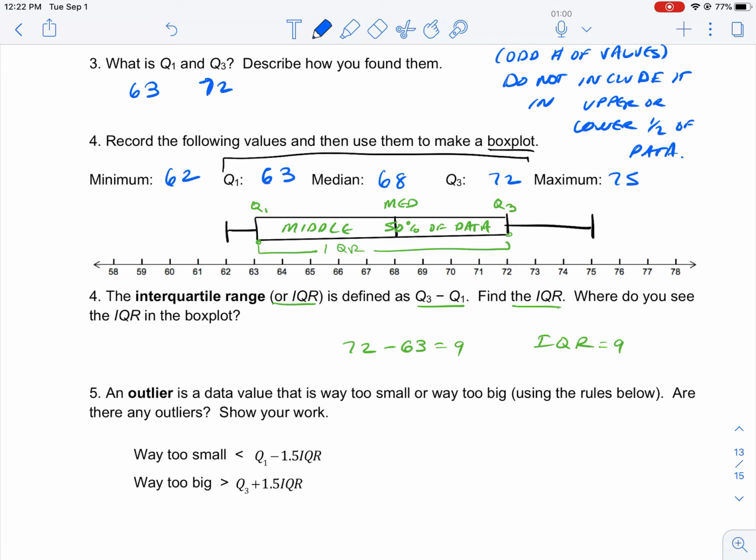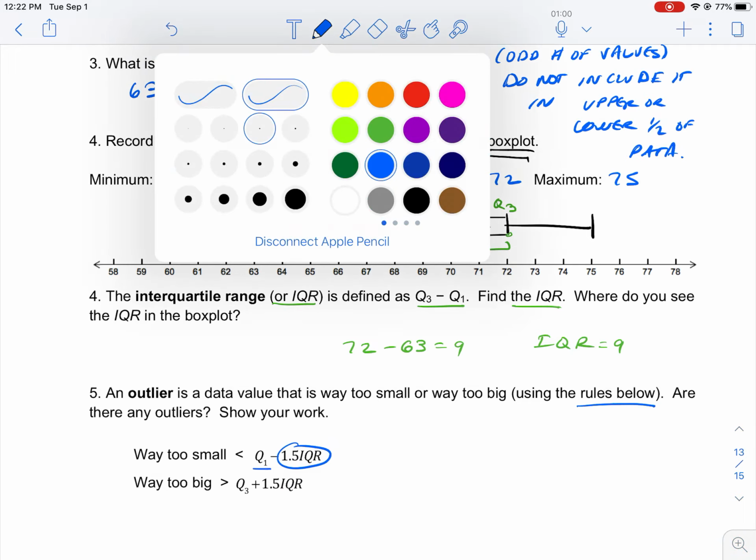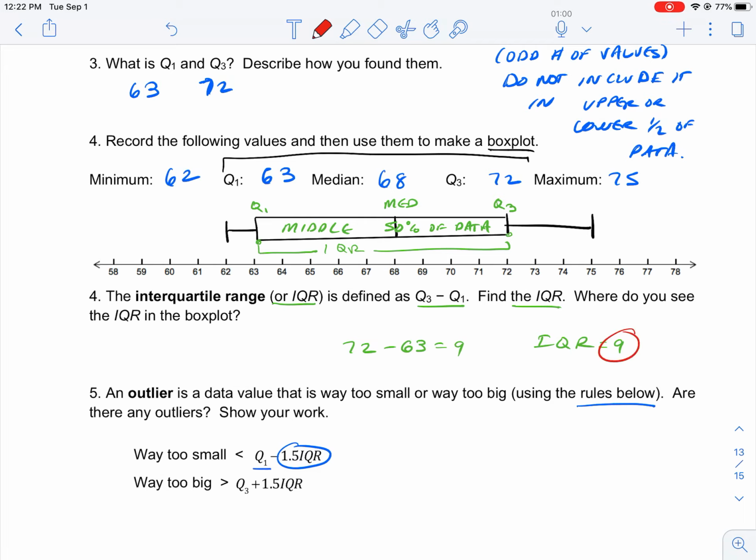Potential outliers, high or low, can be called outliers technically using these rules. It's going to be way too small if I take 1.5 times the IQR and I am below Q1 by 1.5 IQR. What that means is, in my case, if my IQR is 9, 1.5 times my IQR is equal to 13.5. So if I extend down below Q1, 13.5 places, anything outside of that would be an outlier.